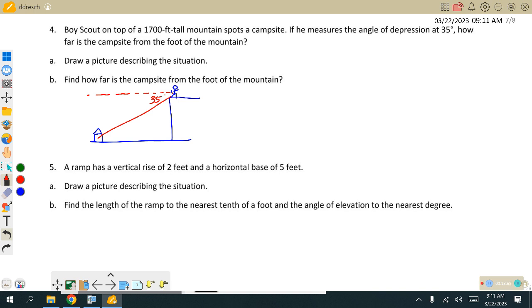Now, what else do we have here? We have the height of the mountain, don't we? 1,700 feet. And we are going to assume for everything that we can do that this is a right triangle. It boils down to a right triangle. Now, what else are we trying to figure out? How far is the campsite from the foot of this mountain? So that's going to be my variable. And you should be able to see our right triangle there.